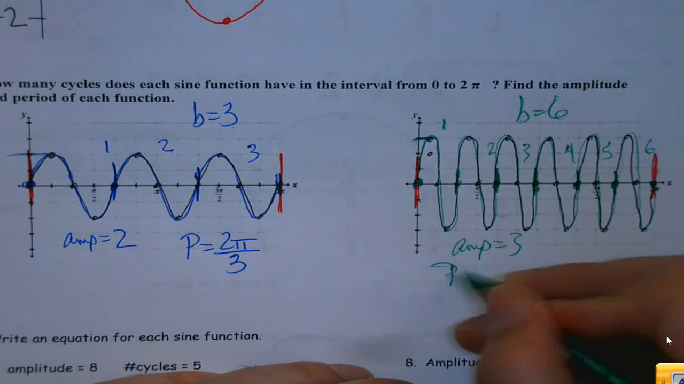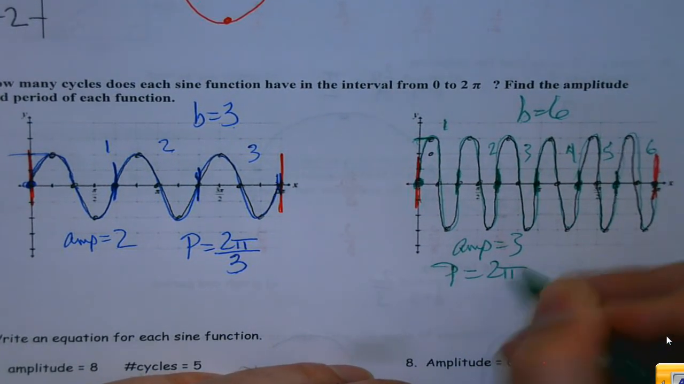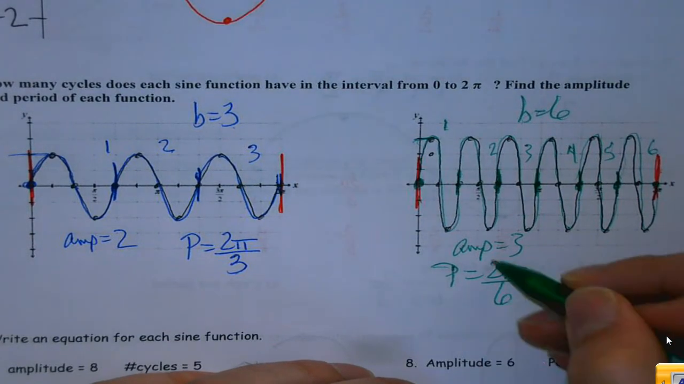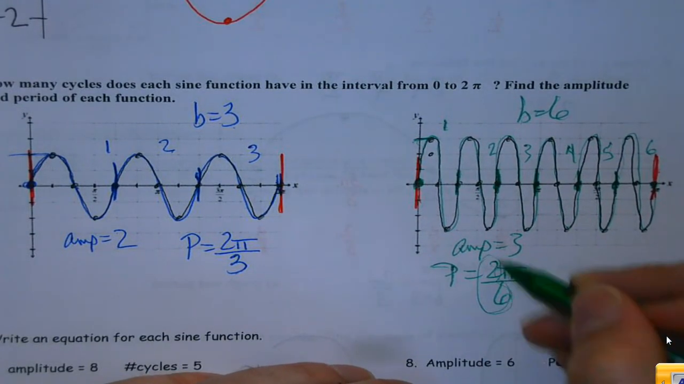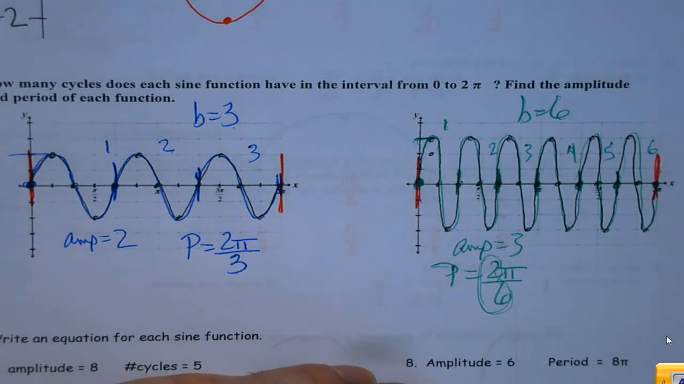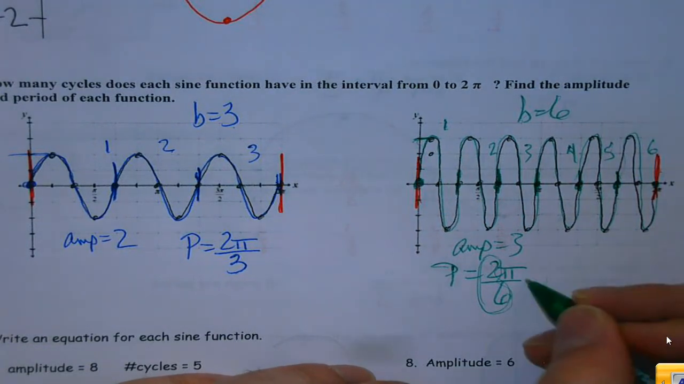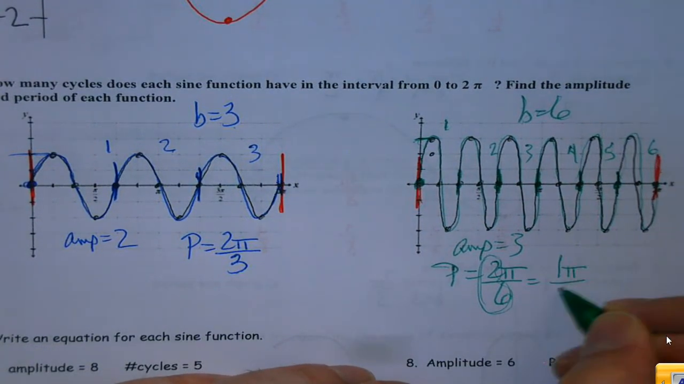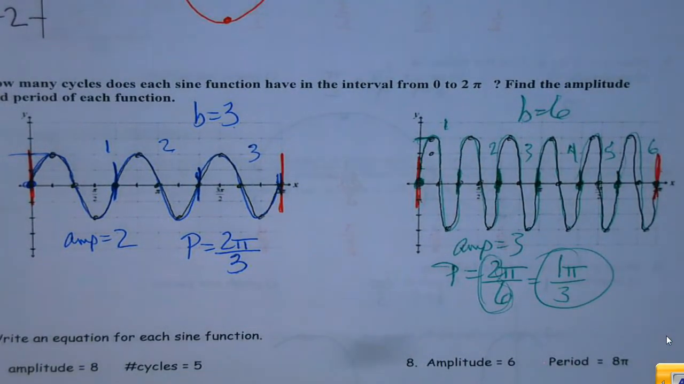And my period again is just 2 pi over b. But always look to see if you can reduce the part that doesn't have pi with it. Because if you can, you need to. And you could just have pi over 3 as well. You don't have to have the 1, but it doesn't hurt if you do.